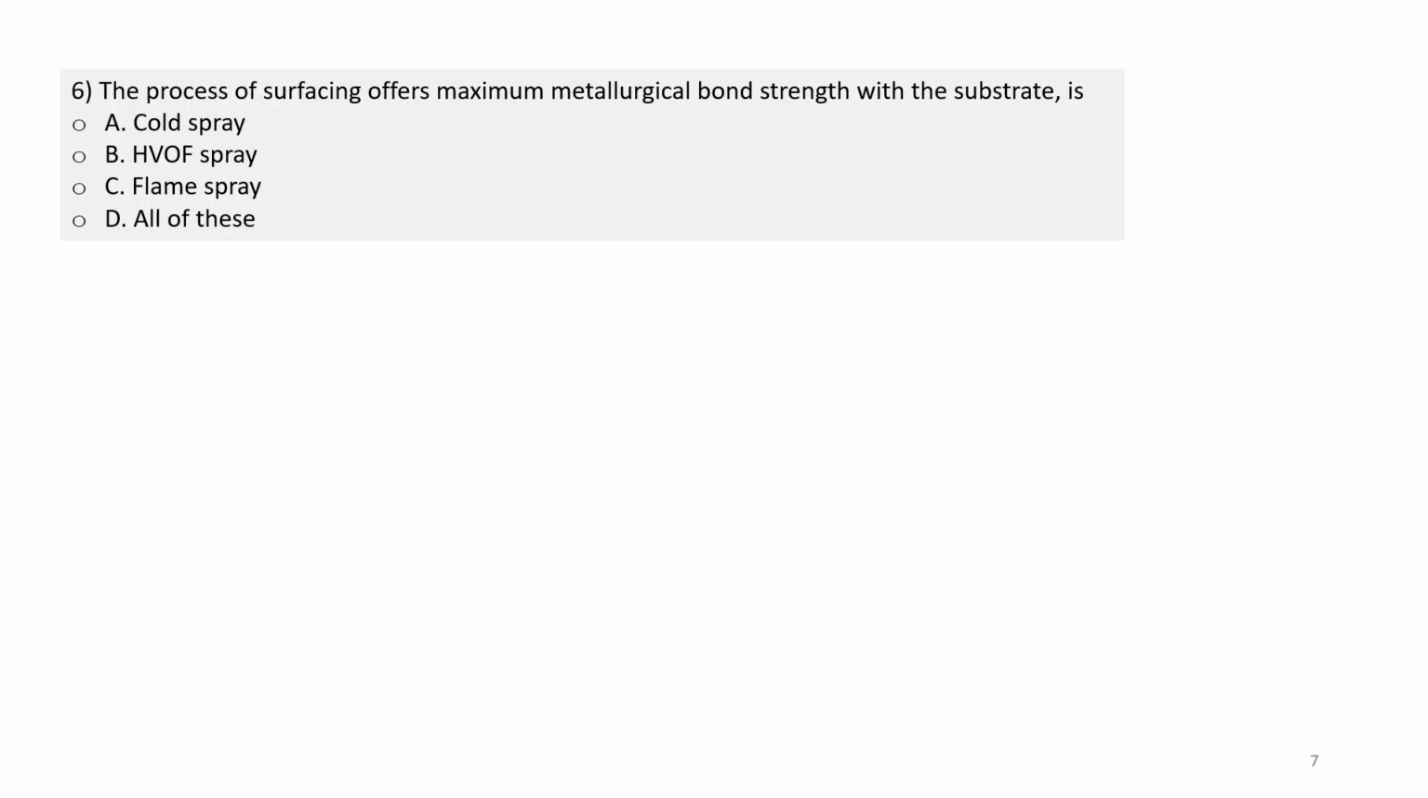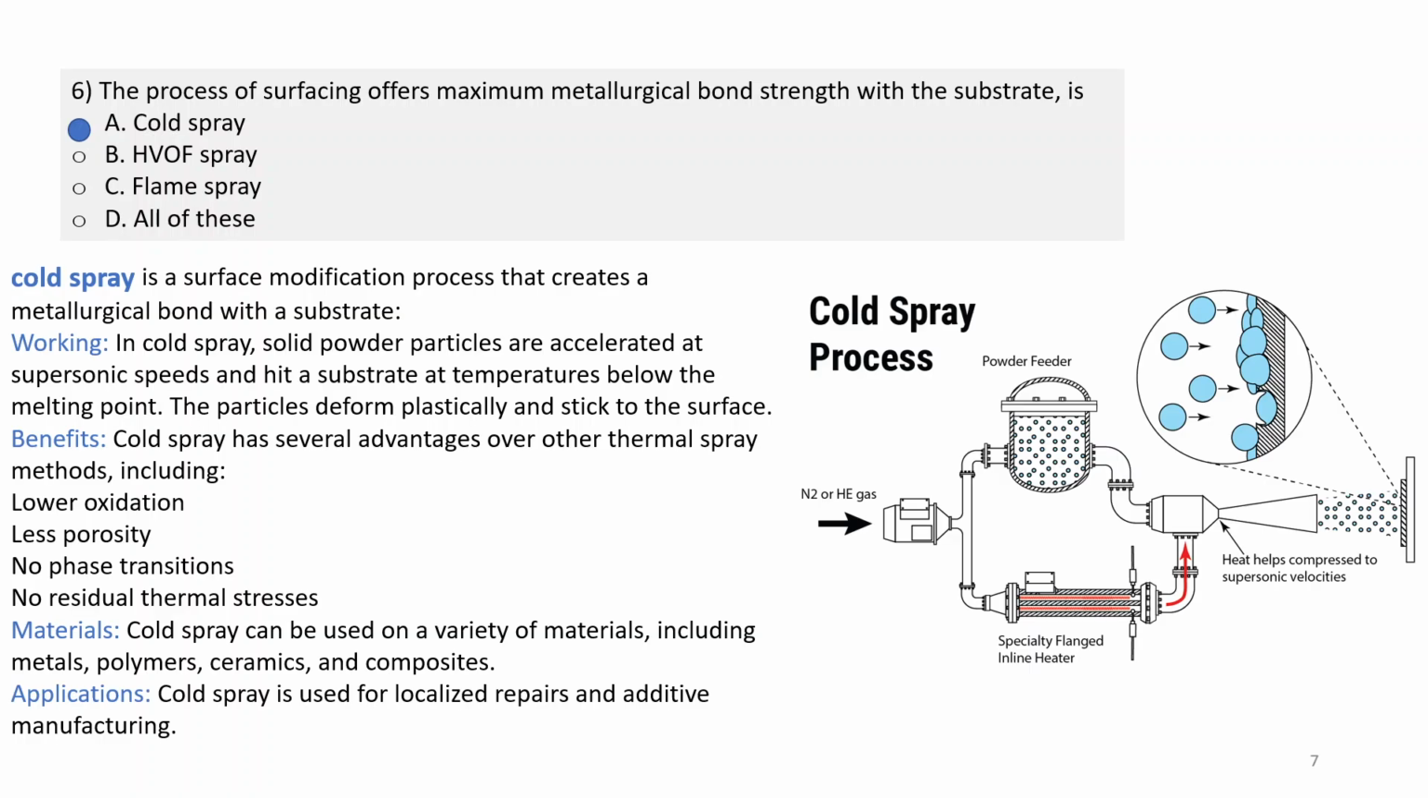The process of surfacing that offers maximum metallurgical bond strength with the substrate is: your options are cold spray, HVOF spray, flame spray, or all of these. So correct answer will be cold spray.